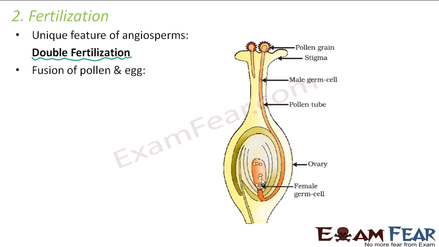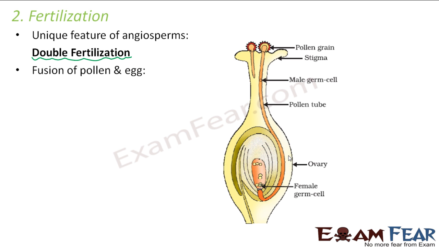So these pollen grains will then reach the egg cell and fuse with the egg cell. This fusion of pollen grain with the egg is known as fertilization. Now the question is, what is double fertilization? When I talk about one pollen grain, there are basically two male gametes. So there are two male gametes which are produced in this pollen tube.